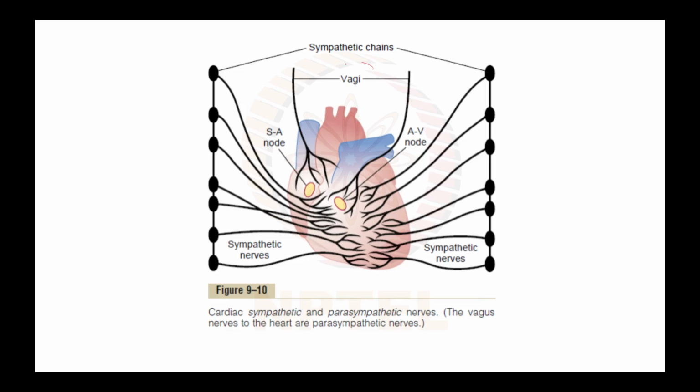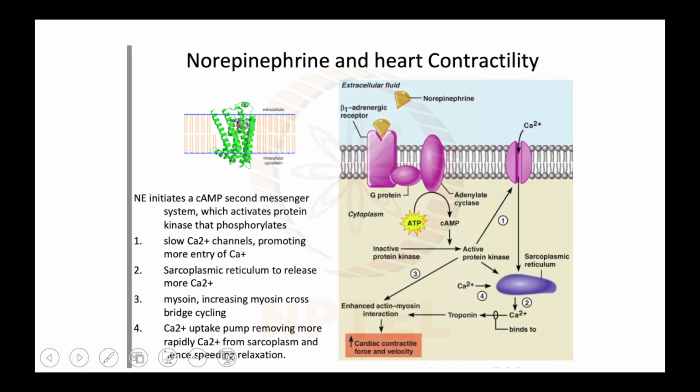So here the vagus nerve, which is part of the parasympathetic nervous system, carries the signal to the SA node and AV node. However, the spinal cord segments T1, T2, T3, T4 carry the signal to the entire heart other than the SA node and AV node. As I have said, the signal arises from the brain and goes to the heart, the SA node.